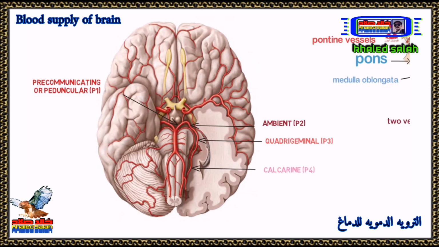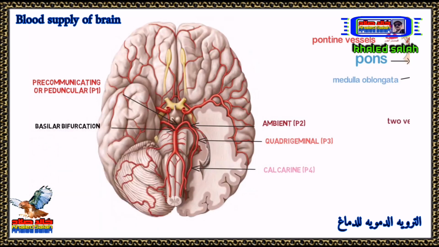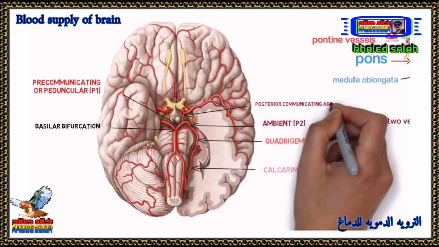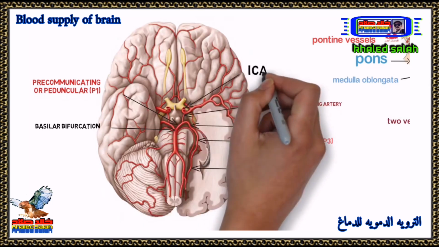The pre-communicating segment is a short segment that extends laterally from the basilar bifurcation to the posterior communicating artery. The posterior communicating artery forms a connection between the posterior cerebral artery and the ICA.